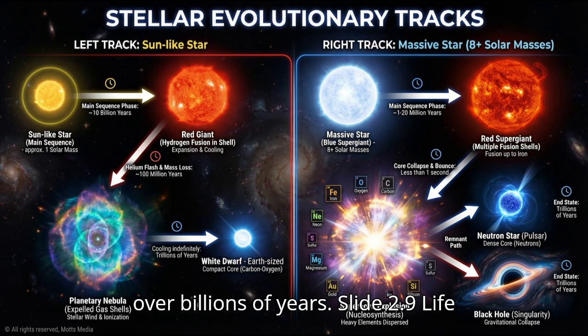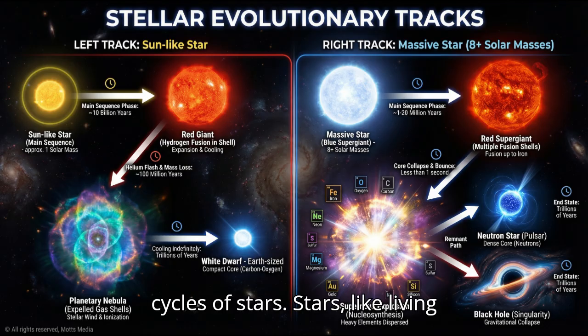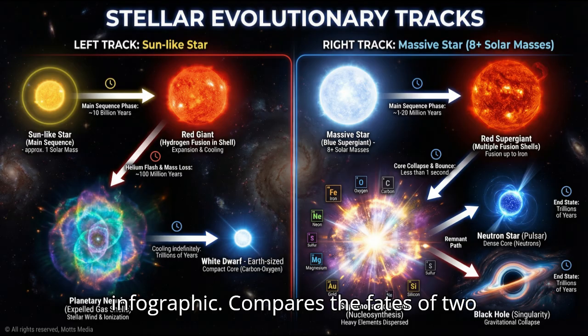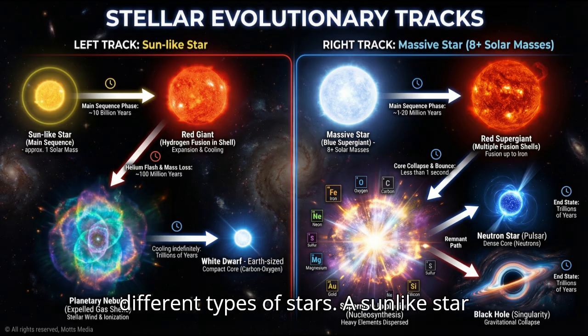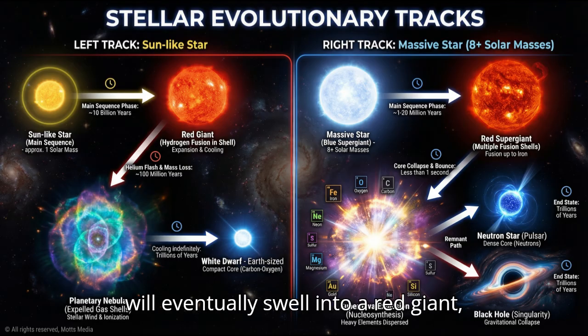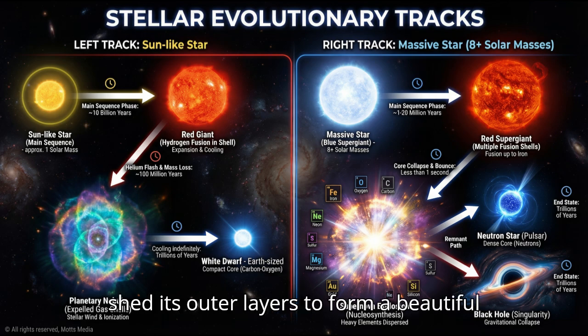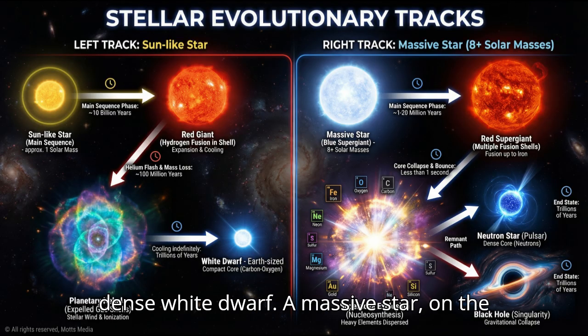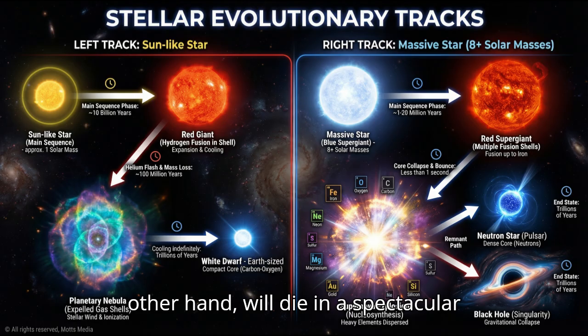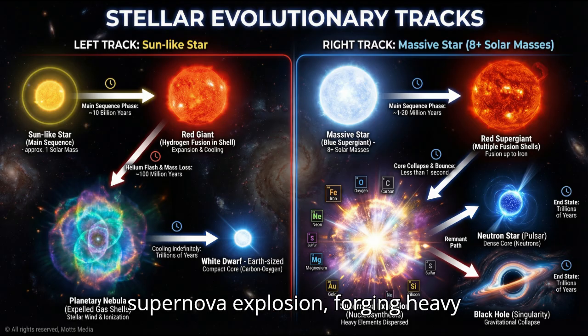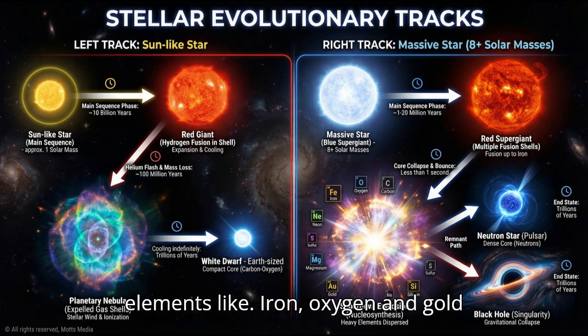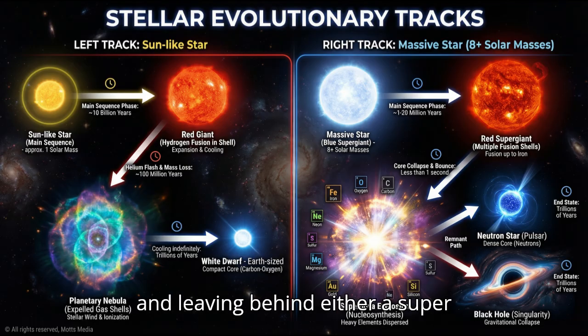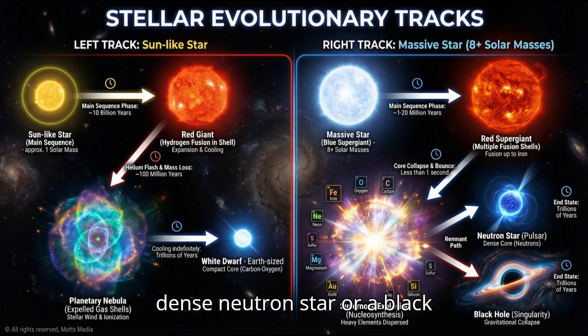Slide 2.9 Life Cycles of Stars. Stars, like living things, have life cycles. This infographic compares the fates of two different types of stars. A sun-like star will eventually swell into a red giant, shed its outer layers to form a beautiful planetary nebula, and end its life as a dense white dwarf. A massive star, on the other hand, will die in a spectacular supernova explosion, forging heavy elements like iron, oxygen, and gold, and leaving behind either a superdense neutron star or a black hole.